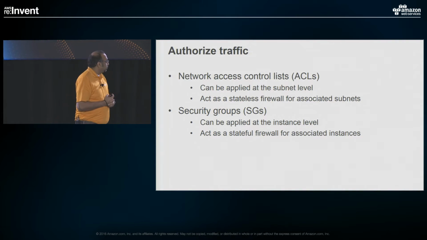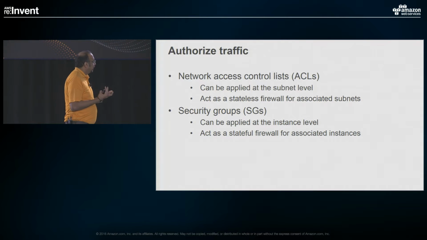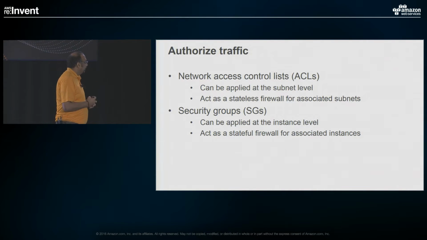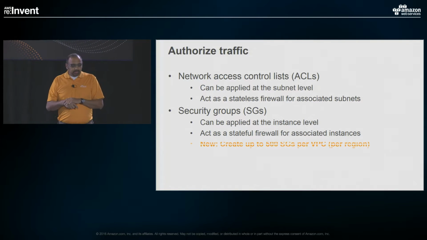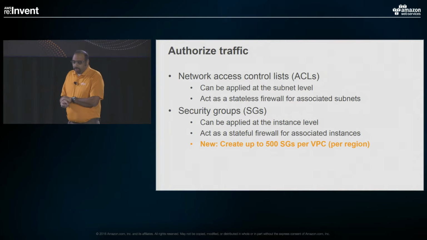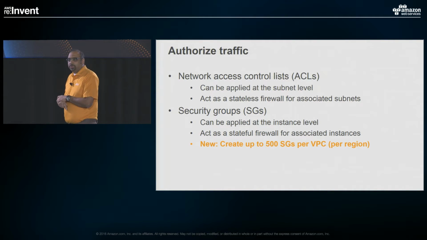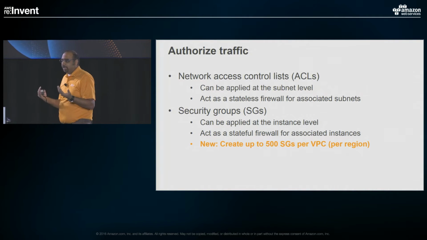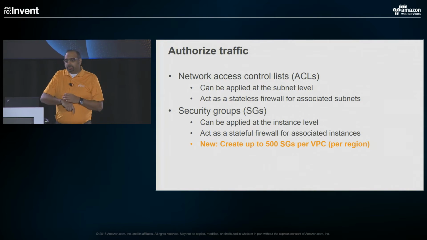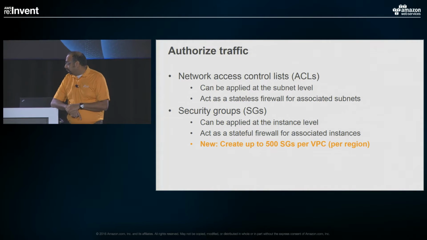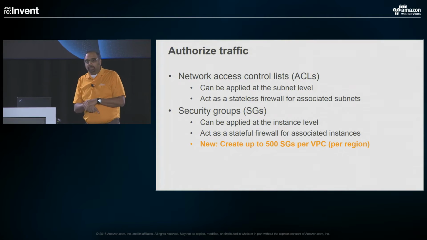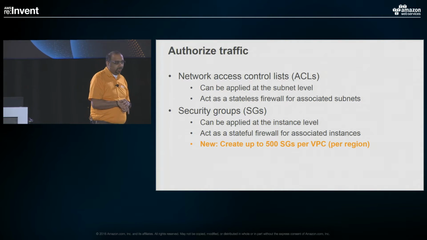For completeness' sake, we also have network ACLs. It's similar to the ACLs that you're probably familiar with in the networking world. The key difference here is ACLs are stateless, whereas security groups are stateful. So what have we added in this space? Previously, you had a limit on security groups. This is probably one of the complaints we've heard from a lot of customers: hey, I'm running into a limit of 100 security groups per VPC. So we've increased that limit. Now you can create up to 500 security groups in a VPC.